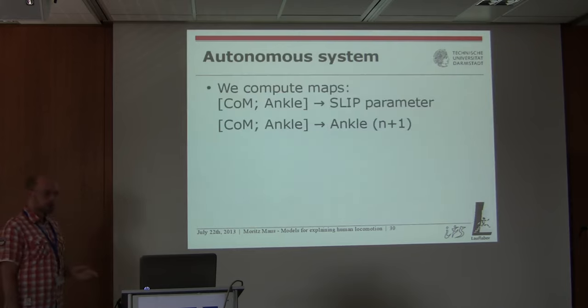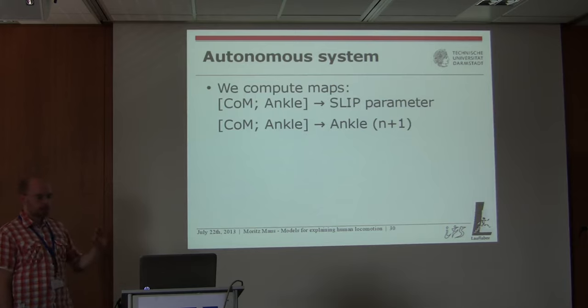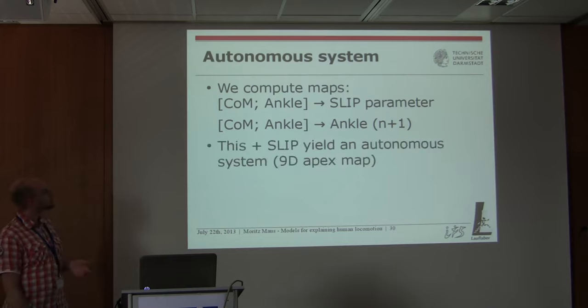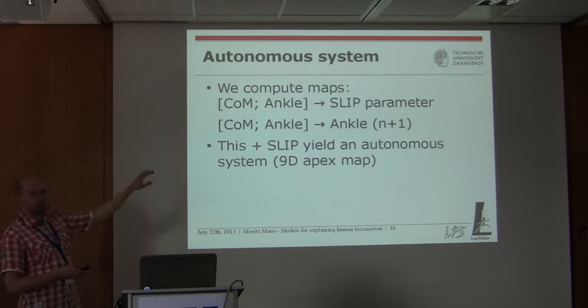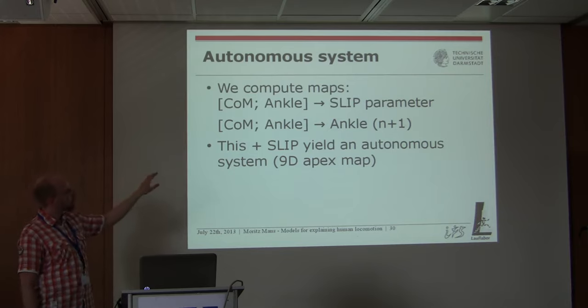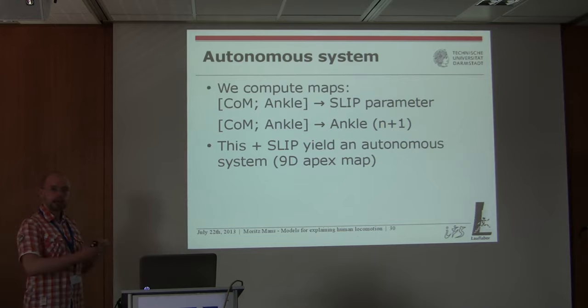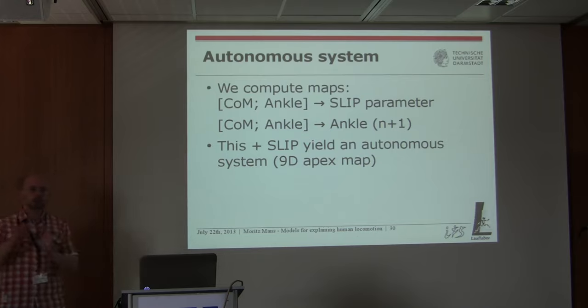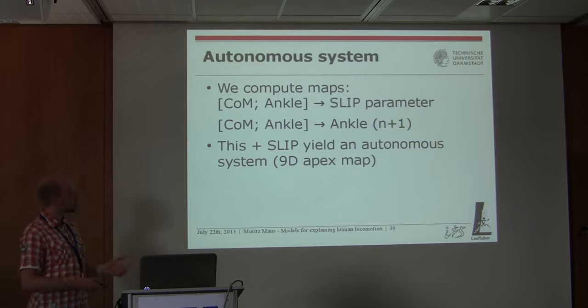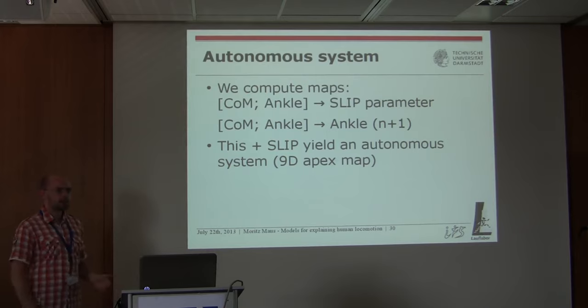We now build a reduced model which tells us how the center of mass state evolves, and also how the ankle state evolves. But for the ankle state, we only have discrete mappings. Center of mass and ankle state give us our SLIP parameters, and we have a linear map for this. And center of mass state and ankle state map to the ankle state of the next apex. So we don't have a dynamical model that tells us how your leg moves during swing. No, it's just a discrete mapping. Think of it as an internal controller state. I think that's fair.